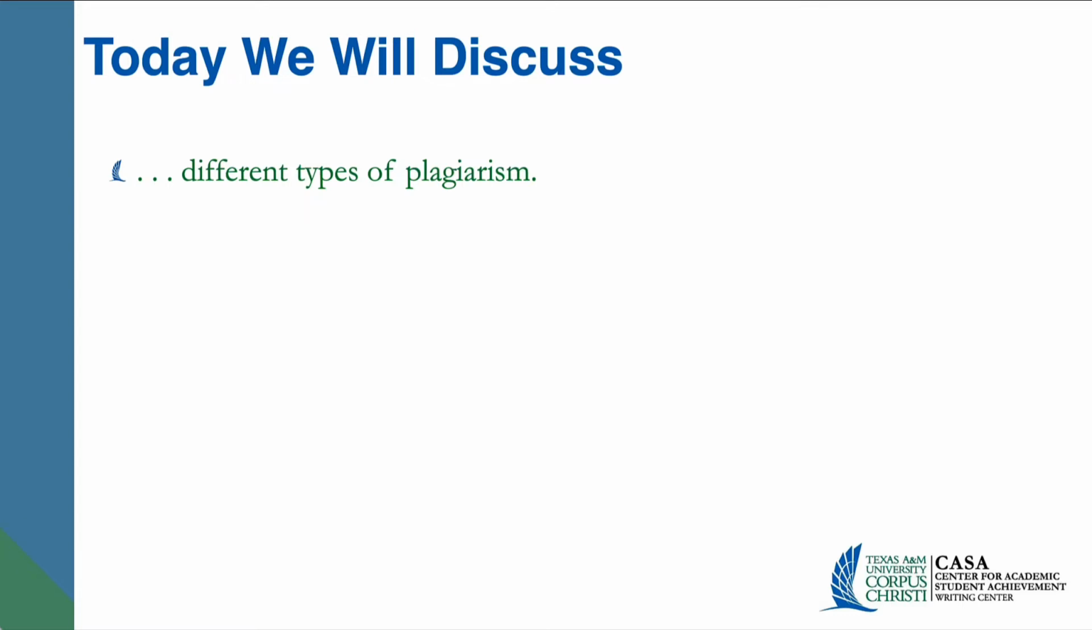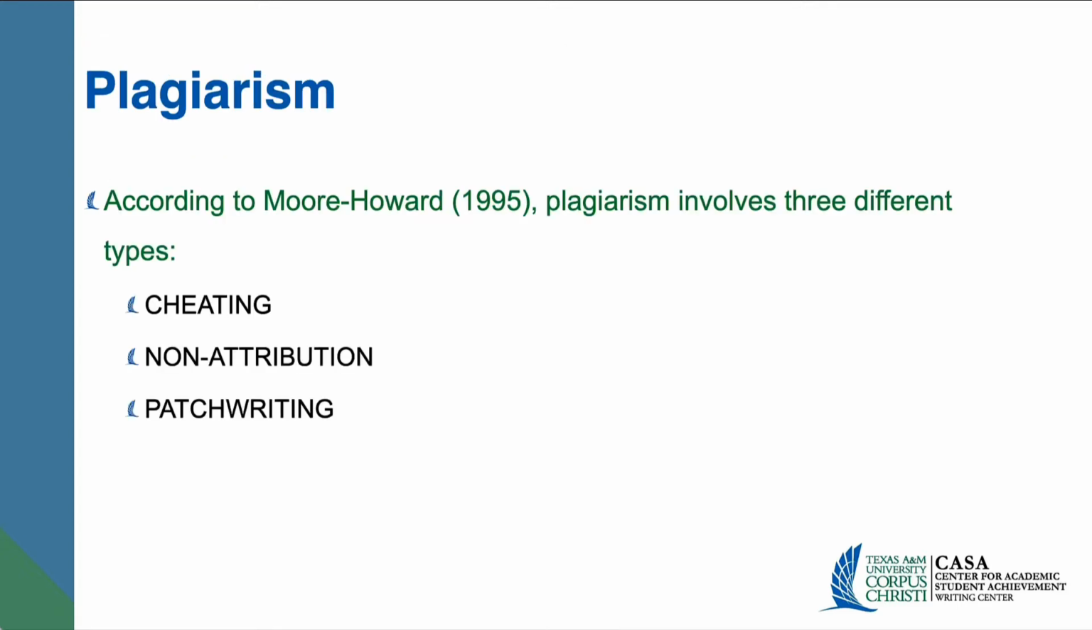This video will be deceptively simple. We will simply explore the different types of plagiarism. This is not a comprehensive study in plagiarism, but it will cover the most common types. So according to Moore-Howard, 3 different types of plagiarism exist. There is cheating, non-attribution, and patchwriting.